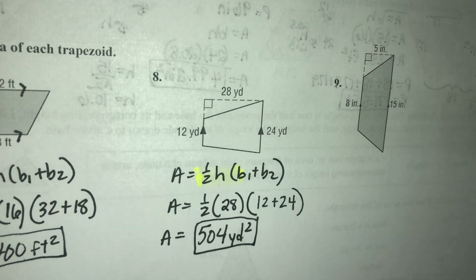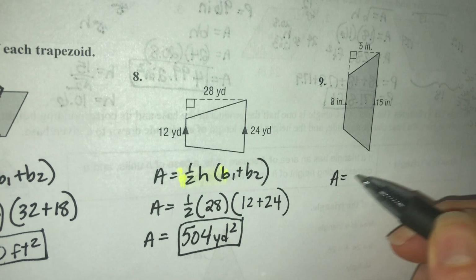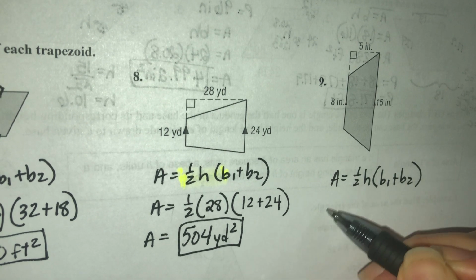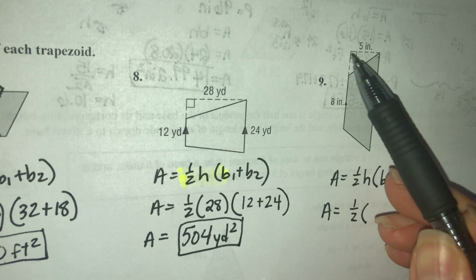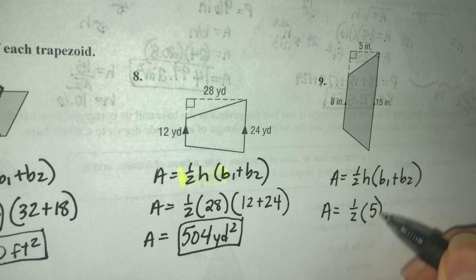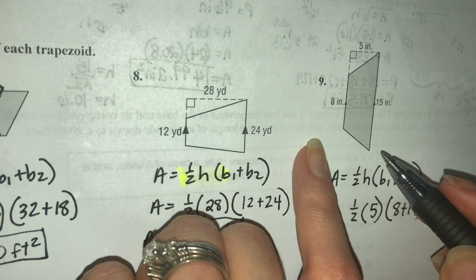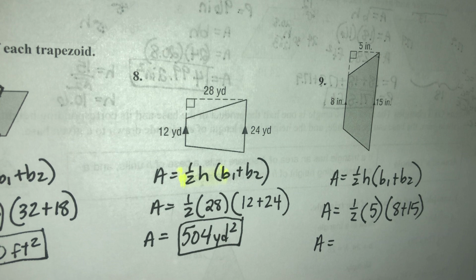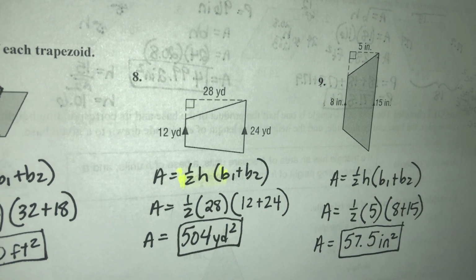All right, number 9. Area equals 1/2 times the height times base 1 plus base 2. 1/2 times the height is that perpendicular distance between the bases, so that's 5, times 8 plus 15, the parallel sides are 8 and 15, and this comes to 57.5 square inches. All right.